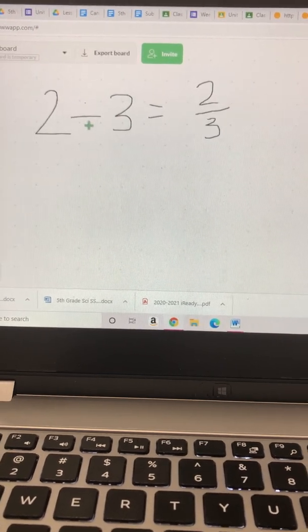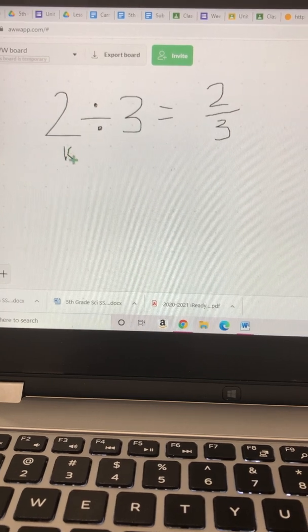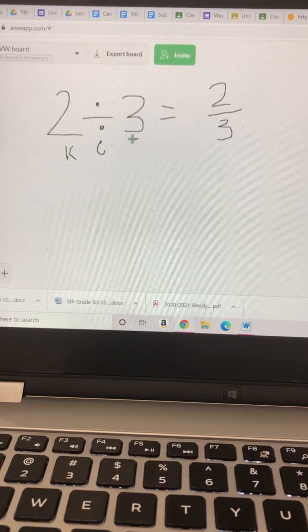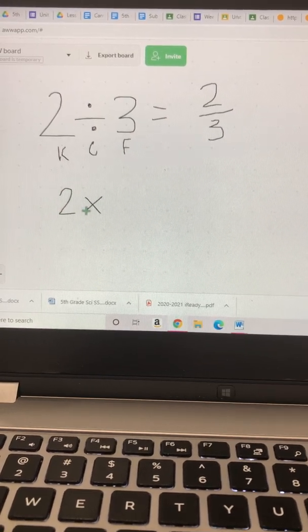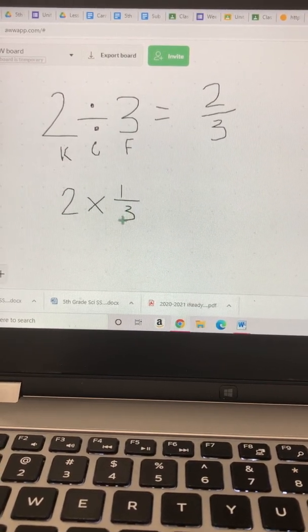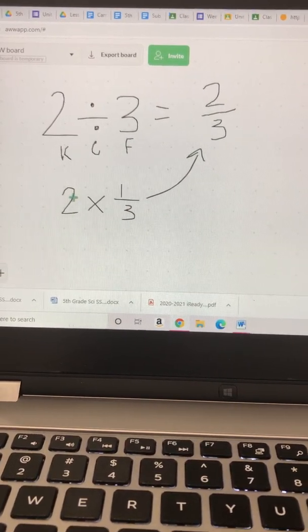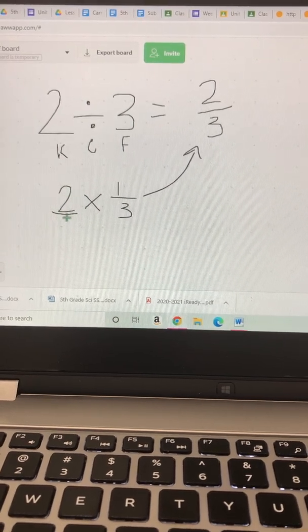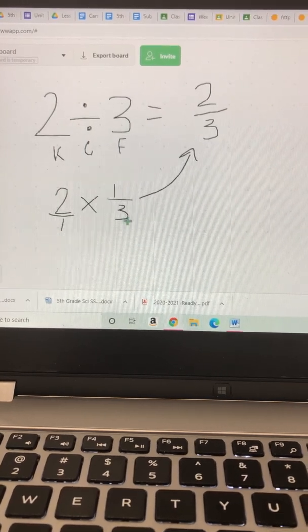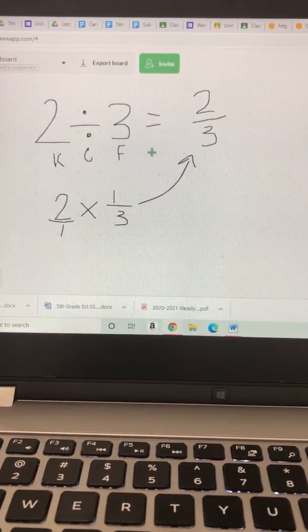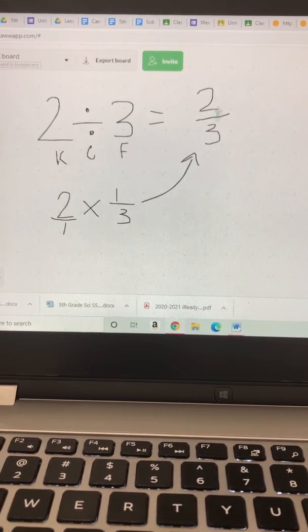When we do that strategy of keep, change, flip, remember that we keep, change to multiplication, and flip this number. 2 times 1/3. Doesn't this equal this? Yes, right? Because you're supposed to put a 1 underneath the whole number in order to multiply. So 2 times 1 is 2, and 1 times 3 is 3. So in essence, what you're doing is just writing these 2 whole numbers as a fraction.